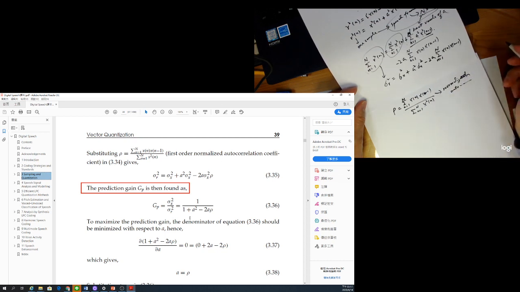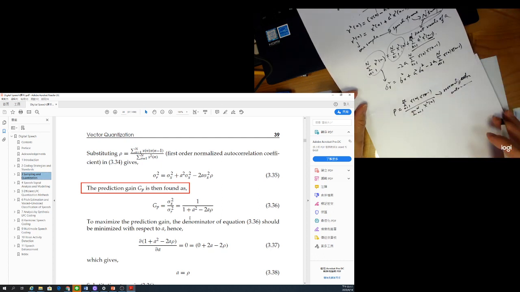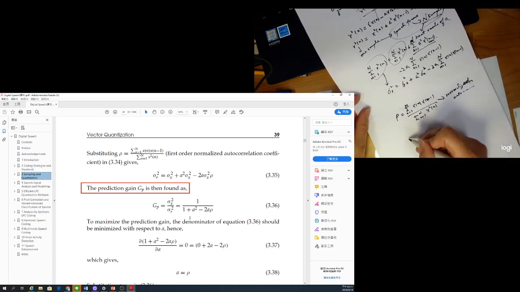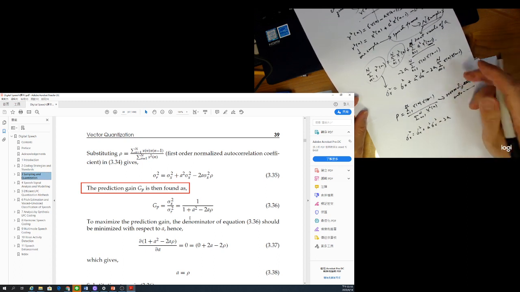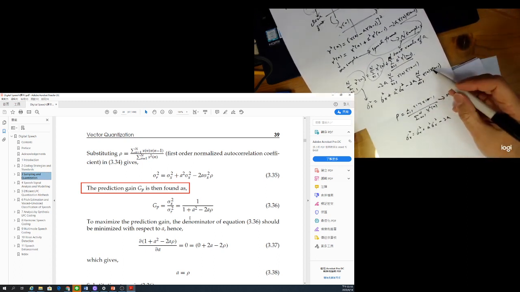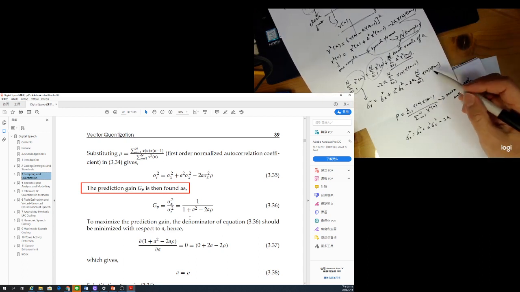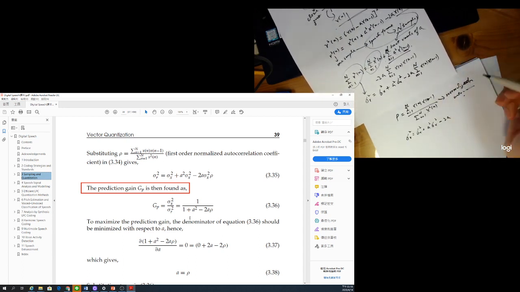Normalized autocorrelation coefficient. So previously, what we say here, you can see our rho r square, rho s square. So we have a rho s square. You can see 2a. So this one is just autocorrelation. So we are trying to use a normalized autocorrelation.